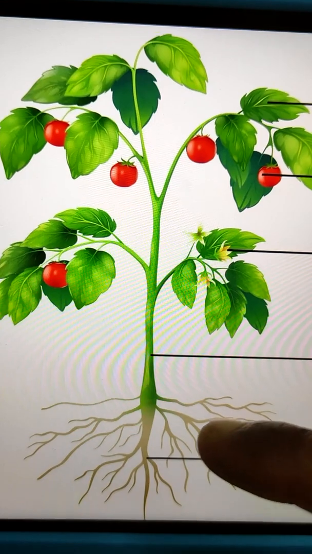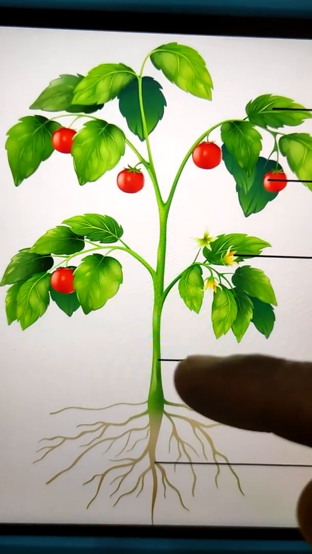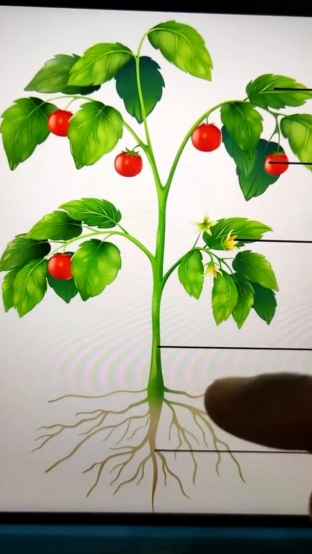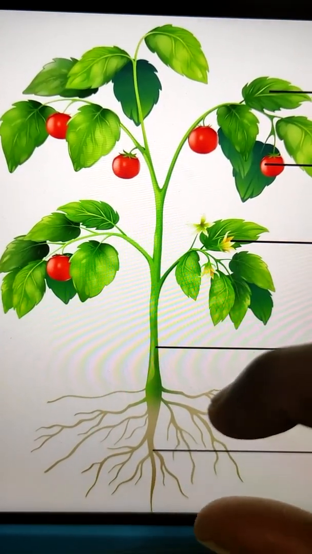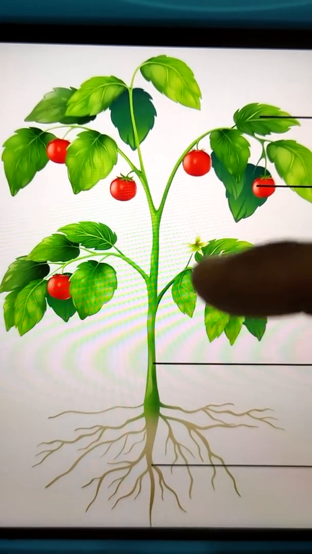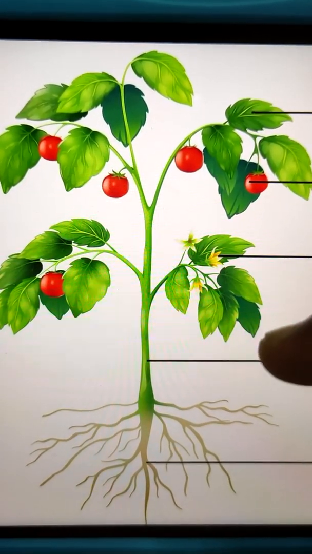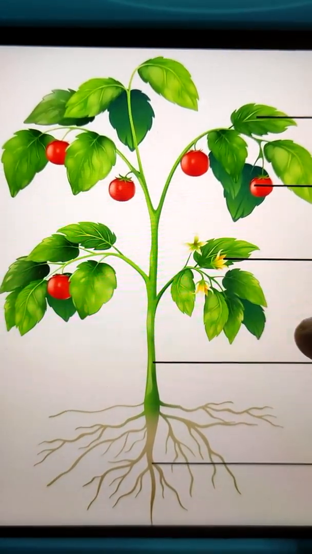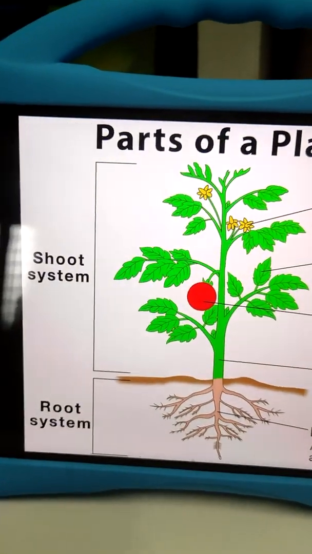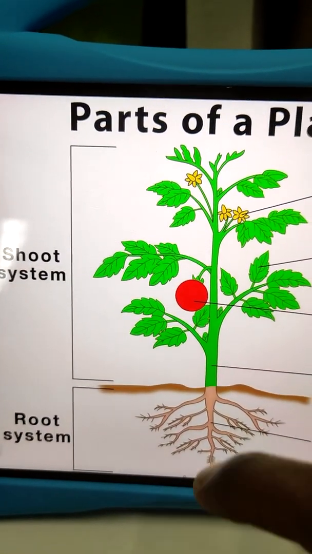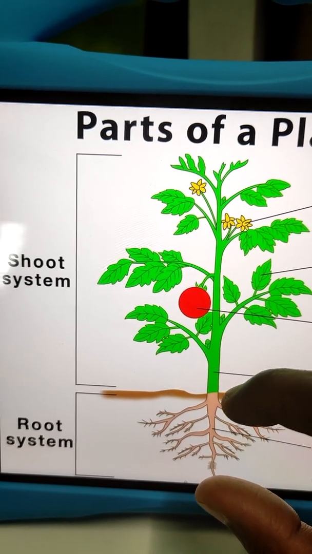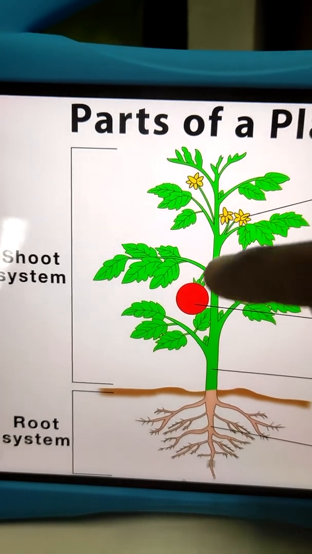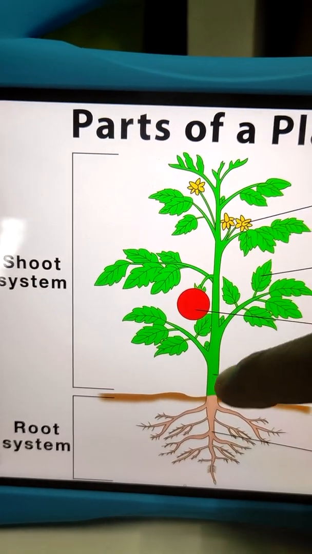Okay, so the roots are under the soil and all the rest of the parts are above the soil, isn't it? That's why we call the roots or the parts which are below the soil as the root system, and all the parts which are above the soil we call it as the shoot system. This is the root system and this is the shoot system. I'll show you one more picture about that. Now here it is clear, isn't it? See, this is the root system which is under the soil. And what does the shoot system contain? It contains the leaves, flowers, fruits and the stem.